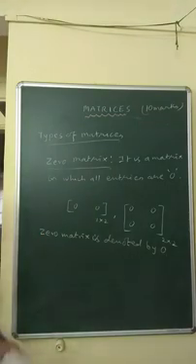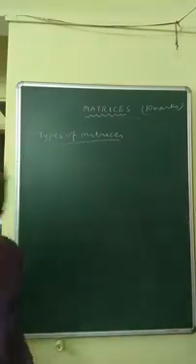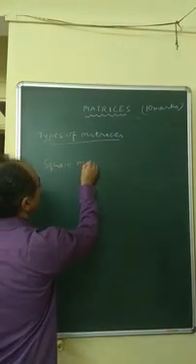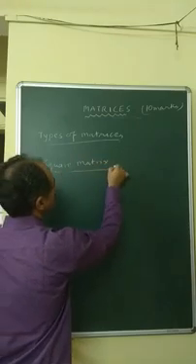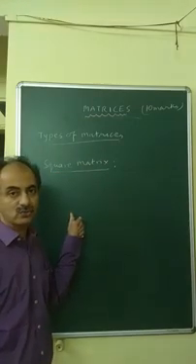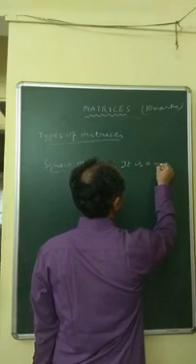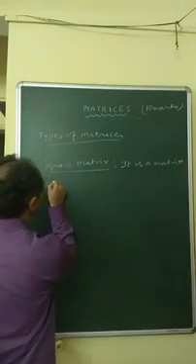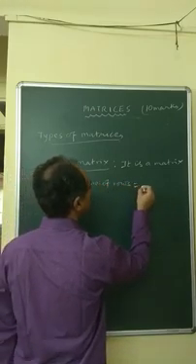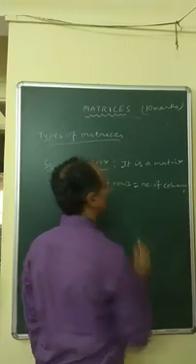Now the next one is square matrix. A square matrix is a matrix in which the number of rows is equal to the number of columns.